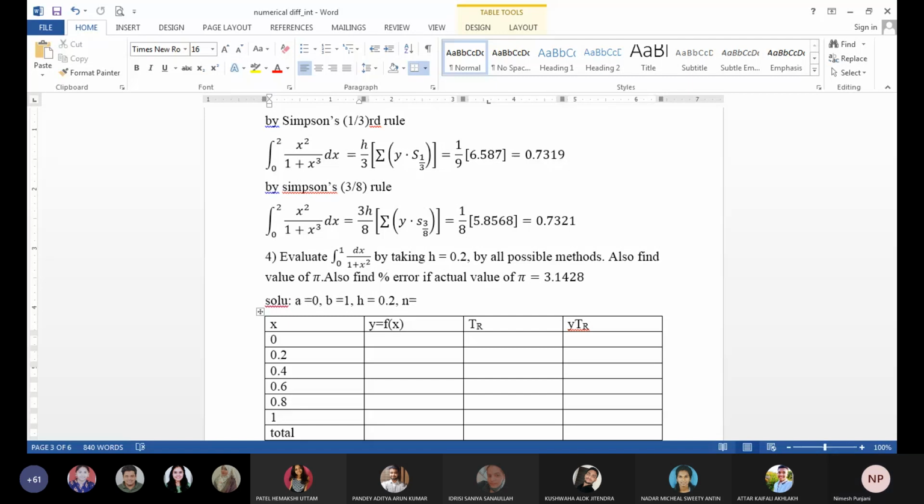Okay, now how many points are you getting? How many values of x are you getting? 6 points. So what will be your n? n will be 5. Okay, n will be 5. This is one technique to get your n.